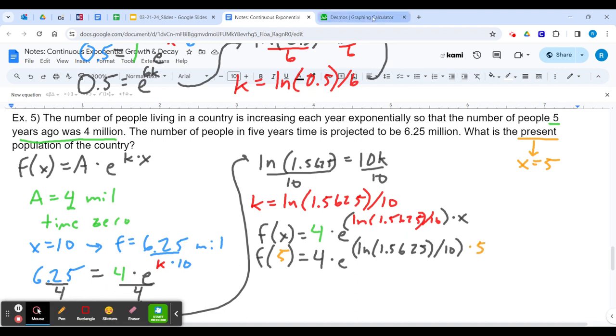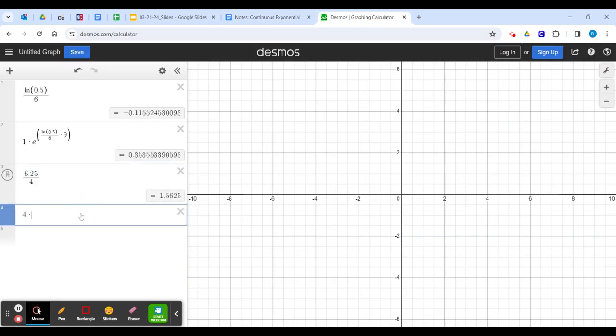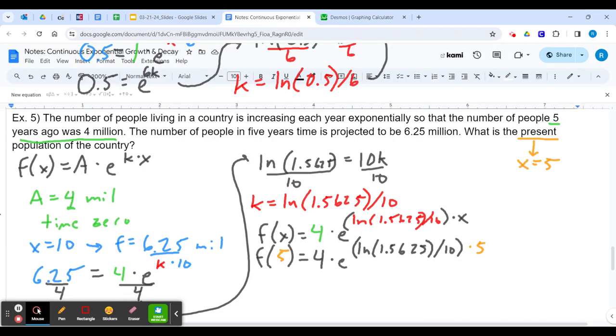We throw that into our calculator. 4 times e to the ln of 1.5625 divided by 10. Oops, almost had a typo there. And I'm going to multiply that. Oh, Desmos wants me to trap it with the parentheses, so let's make sure we do that. Got this trapped, and we're plugging in after 5 years. So it looks like this is a long way to get to a very clean number. We have 5 as our answer.